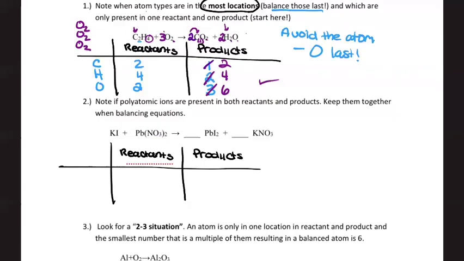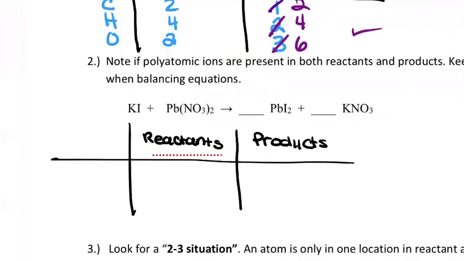Now this time, instead of just writing each atom type out, I'm actually going to put K, NO3, I, and Pb. Pb is lead. Okay, so we have one potassium on the left, one potassium on the right. I have one iodide on the left, and I have two on the right.